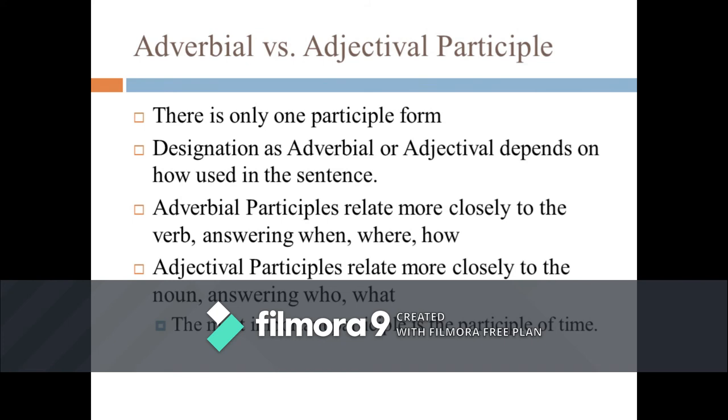Adverbial versus adjectival participle. Now, you have two different chapters on this, and Maus explains very clearly the difference between them. But the important thing to understand is there is only one participial form. There is not an adverbial participle form or an adjectival participle form. There's only one participle. And the designation of an adverbial or an adjectival depends upon how it is being used in the sentence. That's all it is.